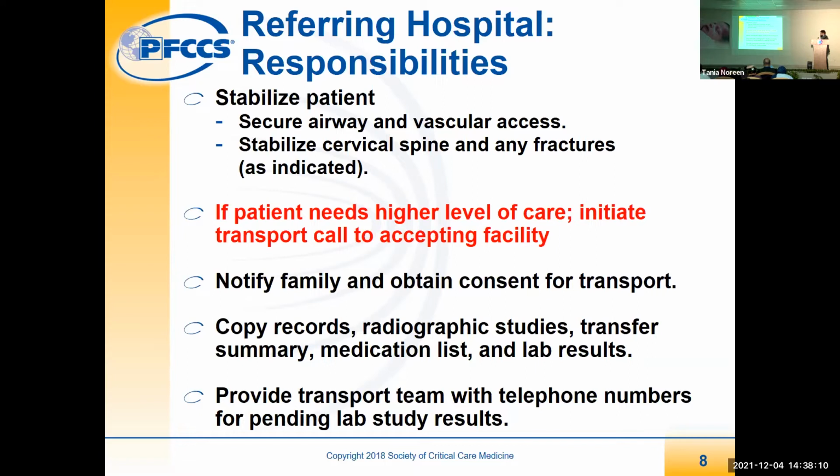If the patient needs higher level of care, initiate the transport to the accepting facility. Notify the family and obtain consent for the transport, copy reports, radiological studies, transport summary, and medication list, and those results should be provided, and provide transport with the telephone numbers for pending lab and study reports. Next, please.